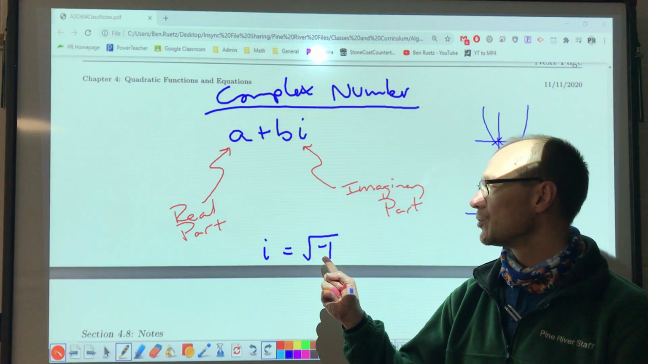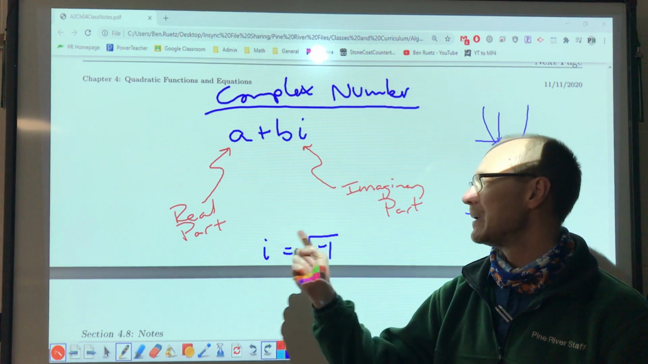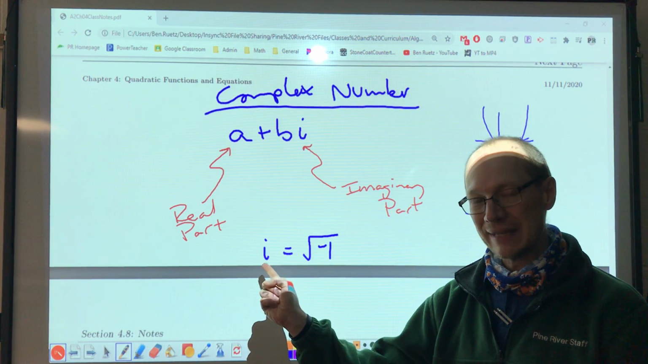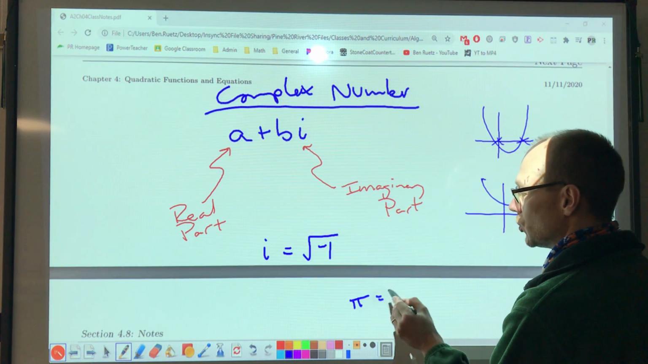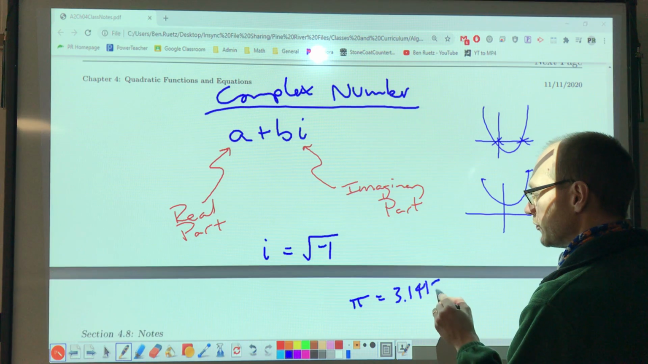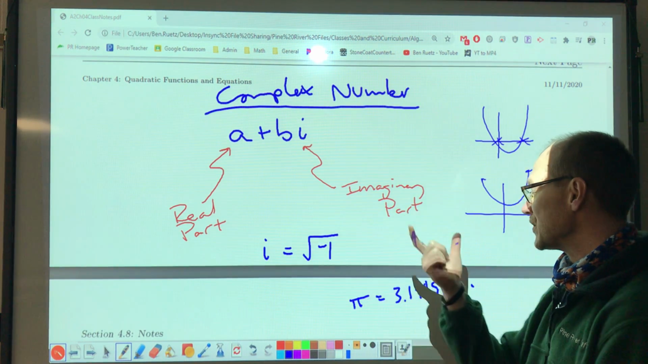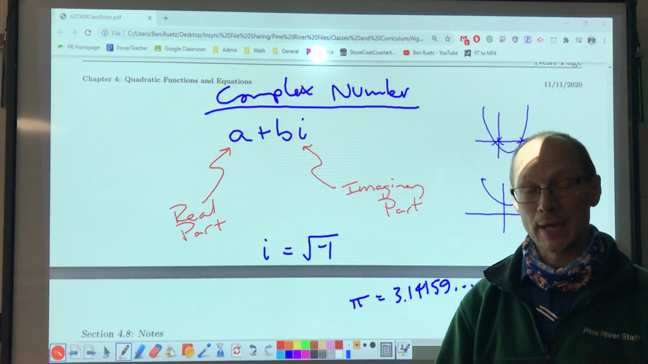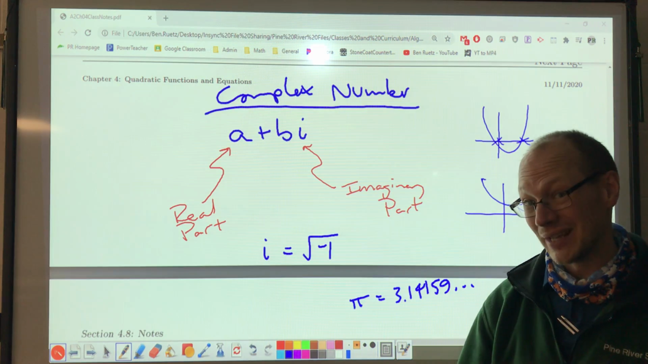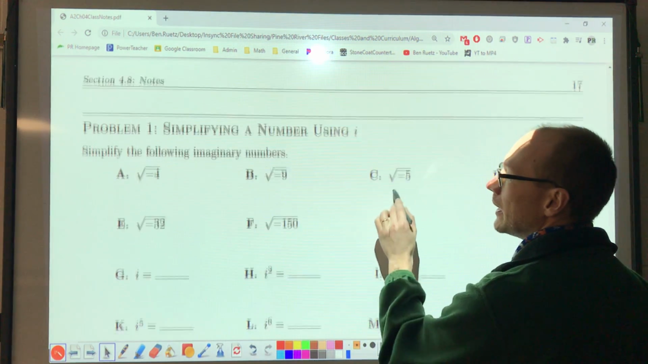But because it shows up so much in the complex numbers, the people in the big gray building decided to give it its own symbol. Kind of like pi gets its own symbol to keep us from writing a whole bunch of numbers down. This symbol represents this number. Okay, so that is kind of it. So let's talk about how we can simplify these things.